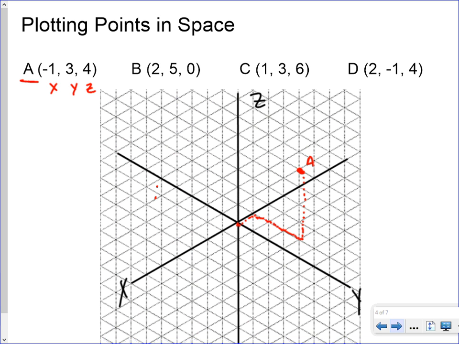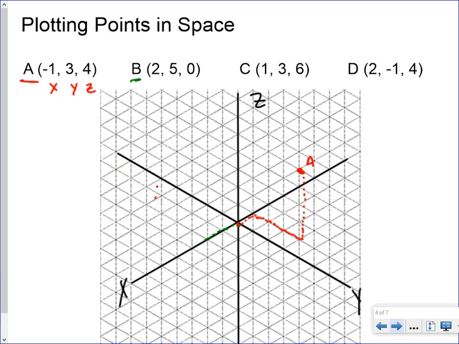Octant 2. Yeah. We went backwards, we went right, and we went up, so we're in octant 2. Okay. Now, if I were going to plot point B, I'll do point B in green, 2, 5, 0. I'm going to go back to the origin, 0, 0, 0. Since my x is now positive, I'm going to move forward 2.